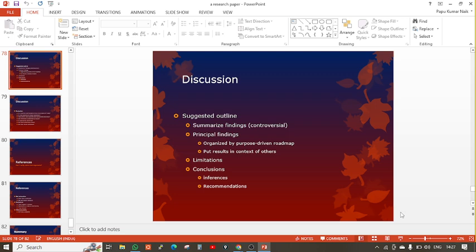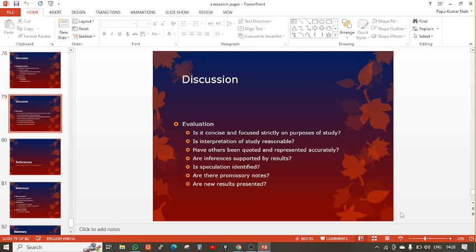The conclusion is a separate part, but it is included with the discussion section, coming after it. It gives the inference of your results and your findings in short form, and the recommendations: what should be done if you find some causes for your particular solution or question. You make a recommendation, all included in the conclusion section.